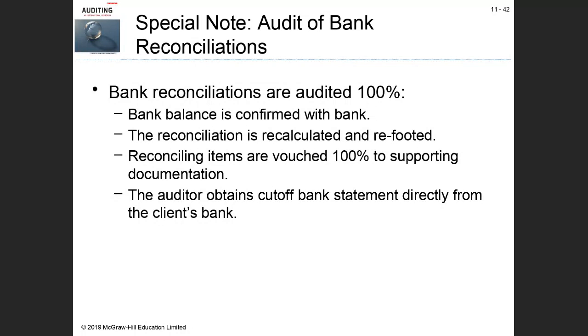The last little bit of this particular chapter talks about auditing of the bank account of audit clients and of companies. Bank reconciliations at the end of the year are always audited 100%. And it's because when we think about a business and the transactions it carries on, all of the transactions of a business go through a bank account, right?